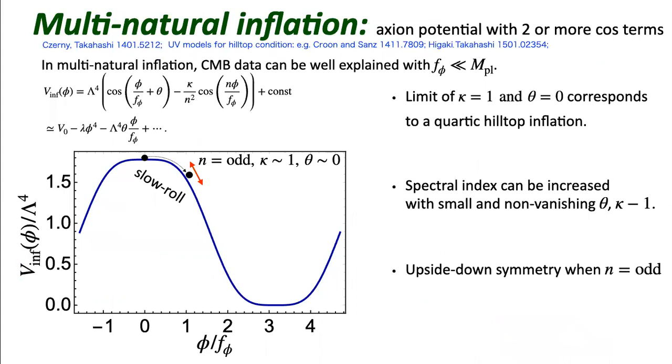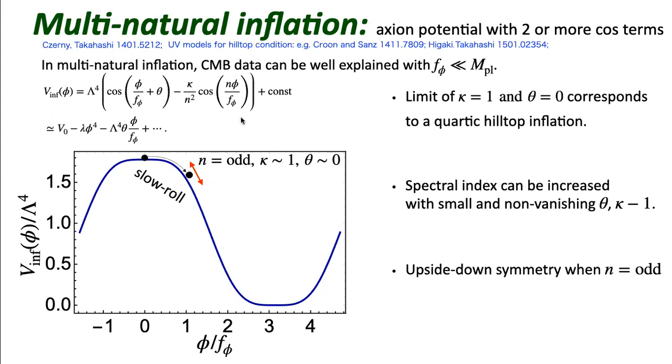To be consistent with quantum gravity and CMB data, let us consider the axion potential with two or more cosine terms. This is the so-called multi-natural inflation. In multi-natural inflation, CMB data can be well explained with a sub-Planckian decay constant. For simplicity, let's consider the potential composed of two cosine terms. Compared with the natural inflation case, we have a few more parameters. Theta is the relative phase between two cosine terms. Kappa is the relative height. Here, n is an integer greater than one, which characterizes the Fourier mode of the second cosine term.